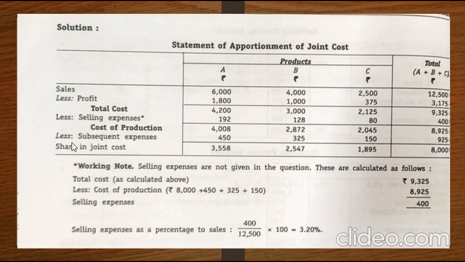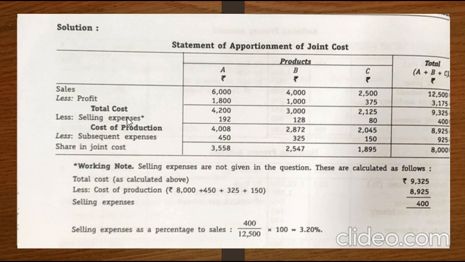Then from cost of production, you will minus all your subsequent expenses. Subsequent expenses is an expense which is incurred after separation, or at the time of split off. It is the costs which are incurred after the separation or split off point. This is usually the expenses like direct materials, labors, which is nothing but direct expenses which is used in the production activity.